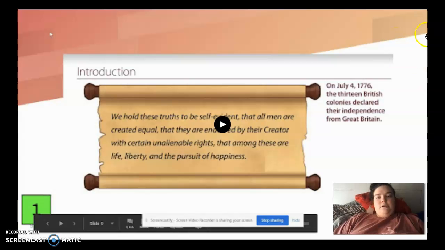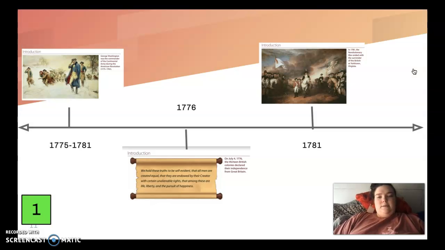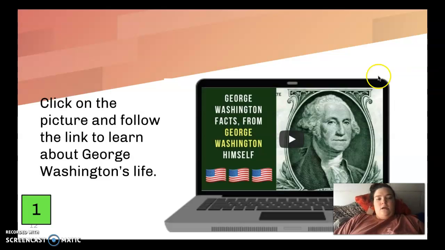All right, boys and girls, so here is a copy of the timeline that she explained in the video. We're going to click on this picture and follow the link to learn some more about George Washington's life.